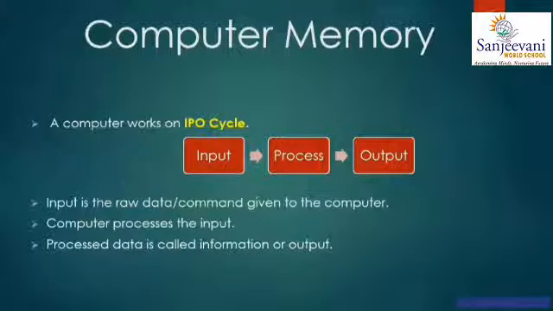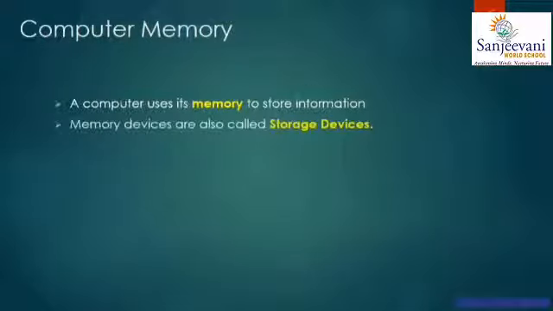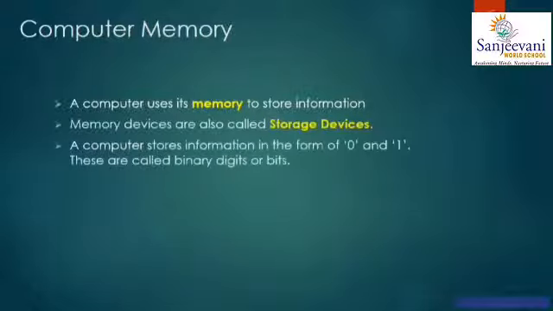Now, as we require input devices to give the input to the computer, a processing device, that is CPU, to process, and output devices to display or give the output. But do you know where the computer holds these input or output data? Yes, it requires one more device, and that's called a storage device. A computer uses its memory to store information, and those memory devices are known as storage devices.